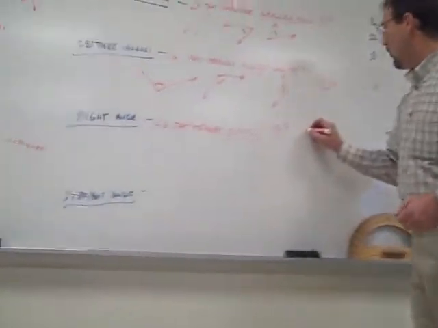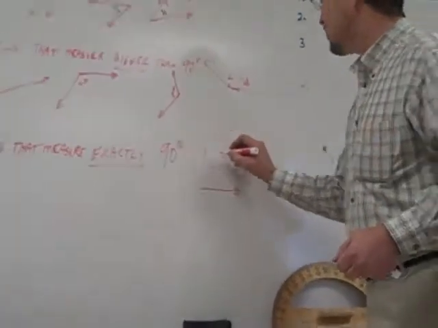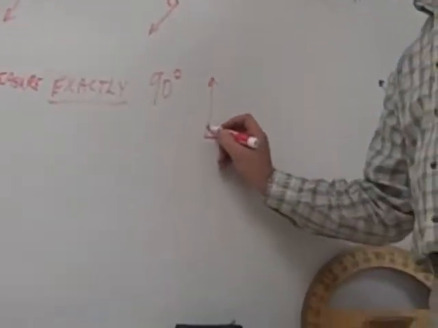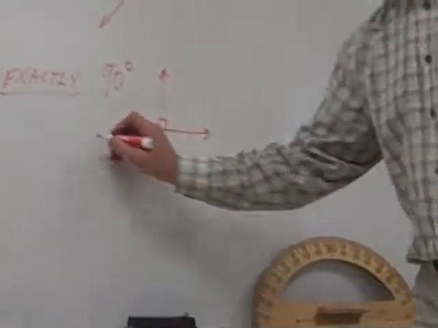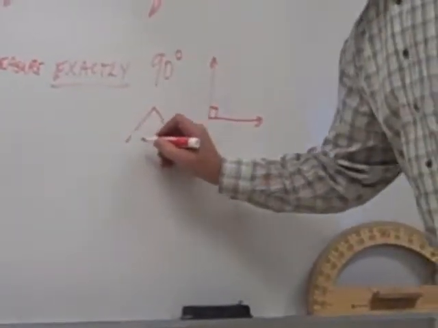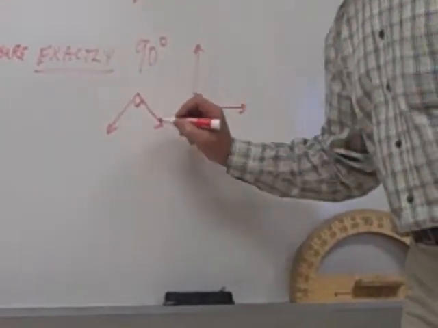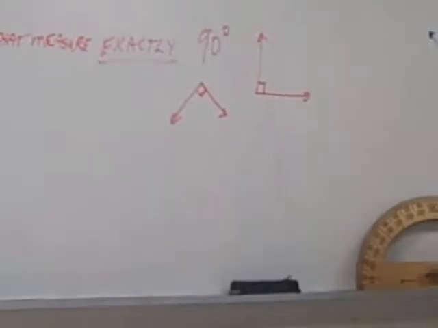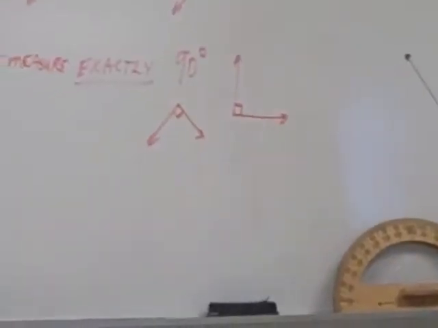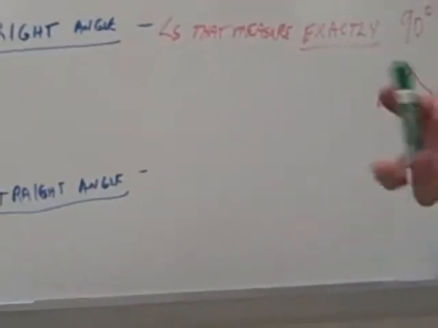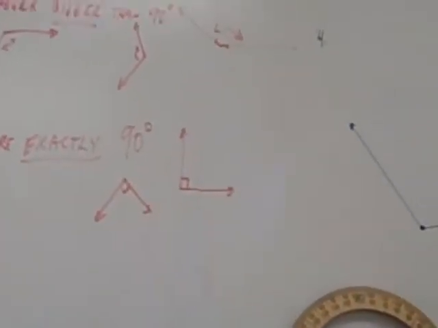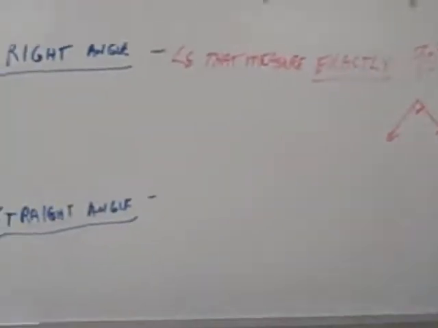Exactly 90. Now, what do we put in a 90-degree angle that shows 90? A little square. A little square box in the corner. I don't care which direction it's turning. If it's got that little box in there, I don't have to measure it. I don't have to put any instrument on it. I already know exactly it's 90 degrees. Exactly 90.